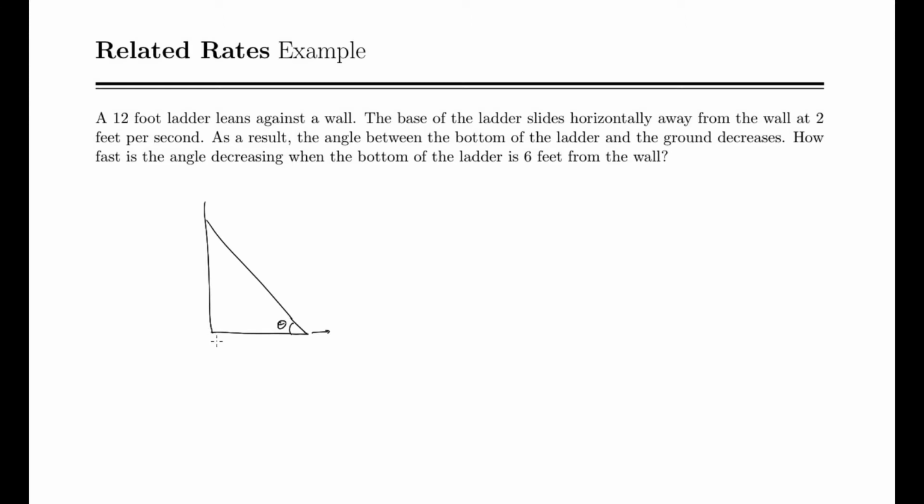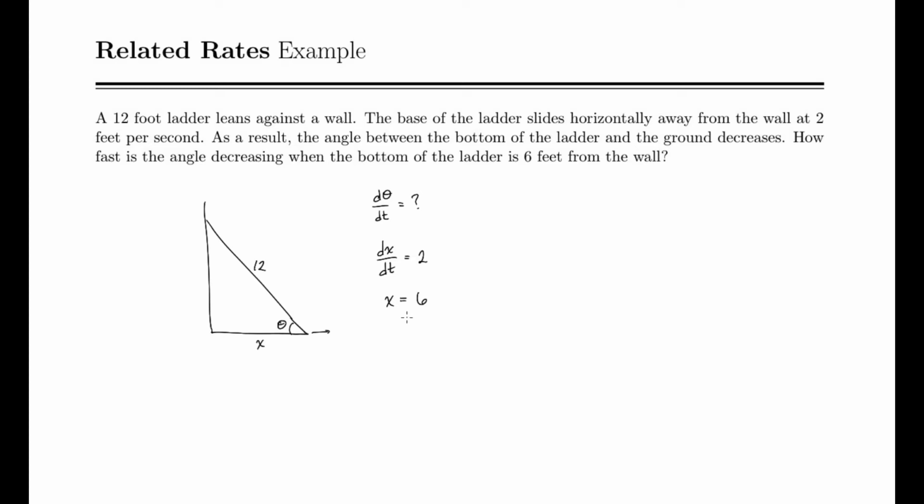We'll call this distance from the wall to the base of the ladder x. And of course we know that this ladder is 12 feet and that never changes. So we're looking for how fast the angle is decreasing. So we're looking at d theta dt. That's what we want to know. We know that the base is sliding at 2 feet per second. So that's dx dt is equal to 2. And we want to find this when the bottom of the ladder is 6 feet from the wall. So that's when x is equal to 6.